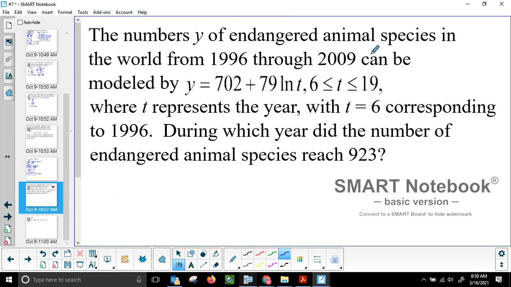This is basically the exact same type of problem, so why don't you guys go ahead and try it out? It'll work exactly like that last one. Again, T represents the year and T equals 6 is 1996, which means T equals 19 would be 2009. So go ahead and work out this problem just like we did the last one and try to get in which year this would occur.